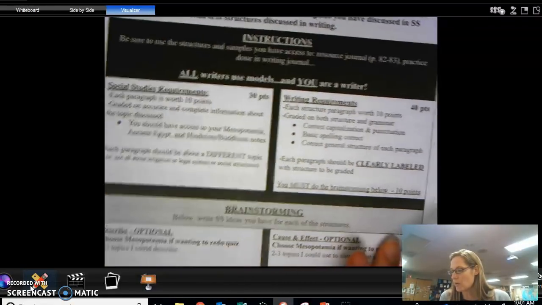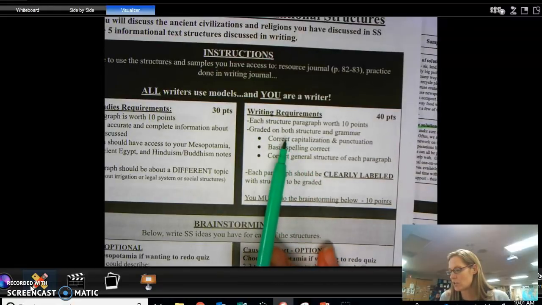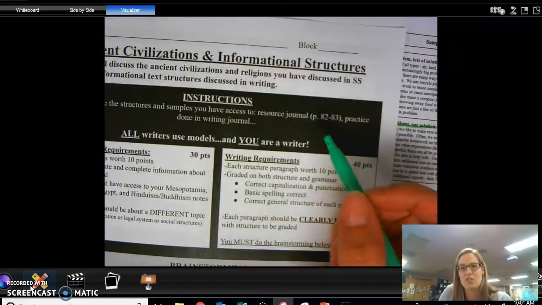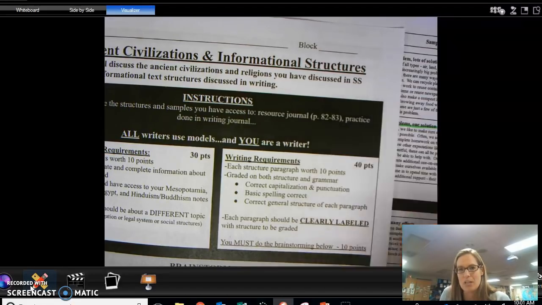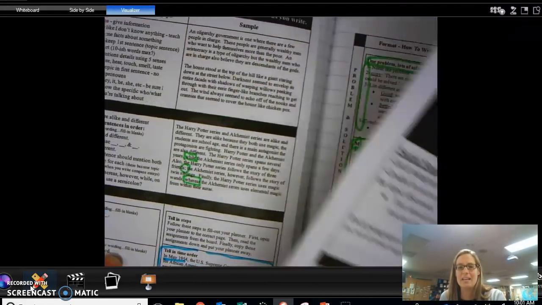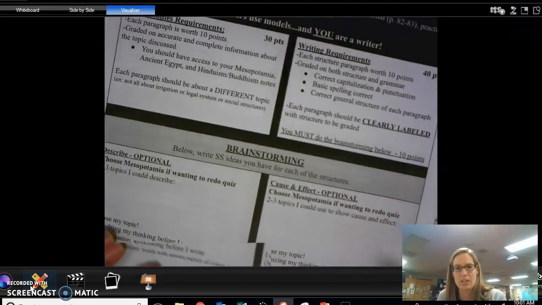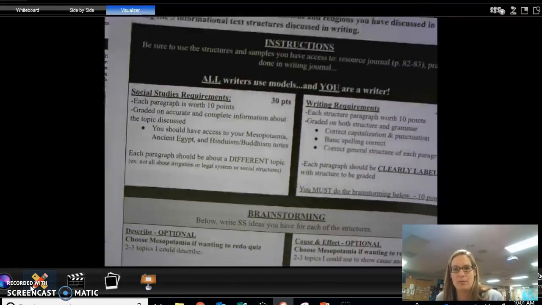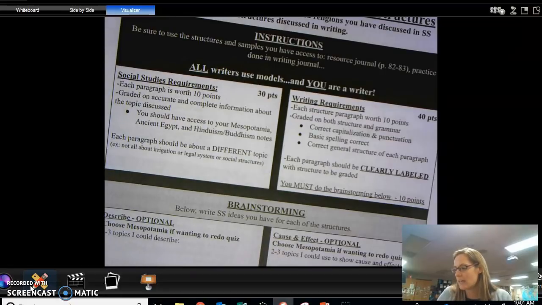Okay, so the structures that you are going to use. You are going to be using pages 82 and 83 in your resource notebook. We have touched on these 2 pages just a little bit. And again, more specific instructions are given in the videos that follow. You will be graded on the fact that you used the correct structure to communicate.